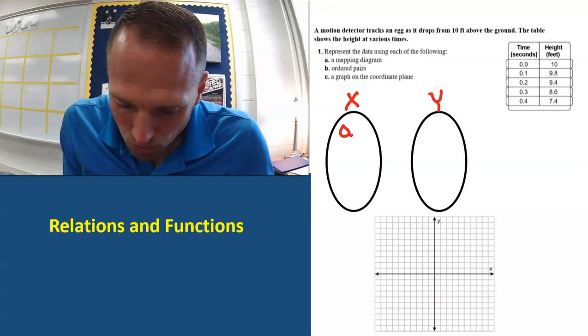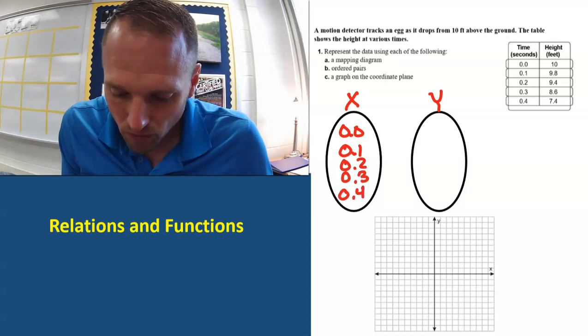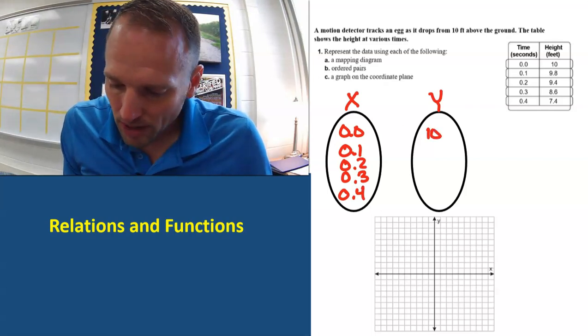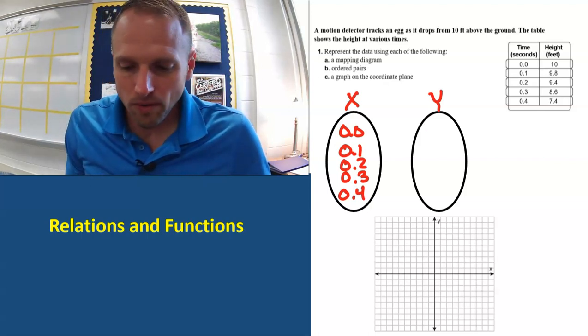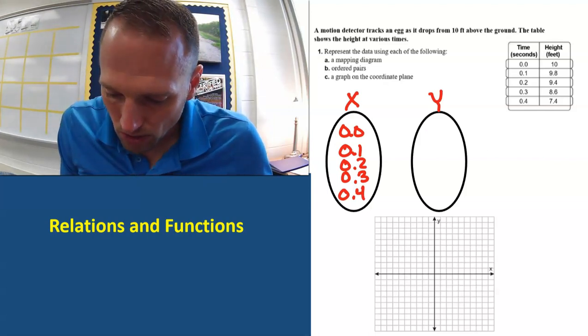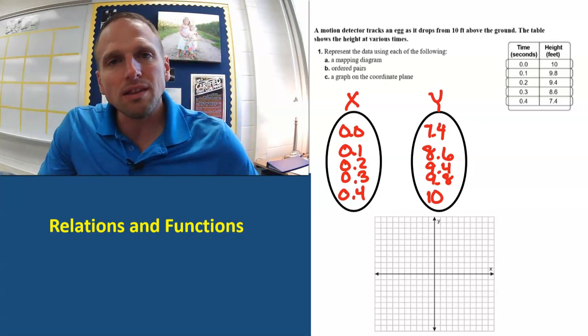We would have 0.0 for the first time, 0.1, 0.2, 0.3, and 0.4. Now the height was 10, 9.8, and you know what? I think I'm going to rearrange these and put them in order from smallest to largest. So I'll go 7.4, 8.6, 9.4, 9.8, and 10. All right, so we've got the data written in.